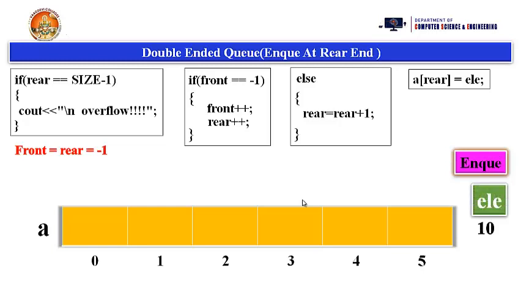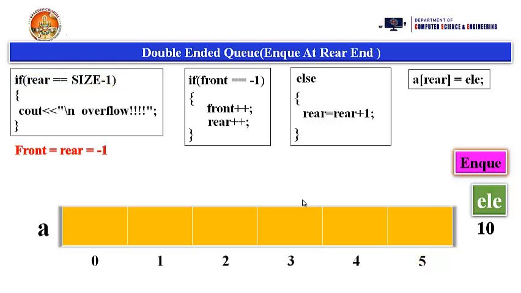So we need to follow the code. First we need to check the condition: if rear equal to size - 1. What is the rear value? -1, because the queue is empty. And what is size - 1? Size of the queue is 6, minus 1 means 5, so it represents the last index position of the queue. So rear is -1 and size - 1 is 5. Both are different, so the condition is false.